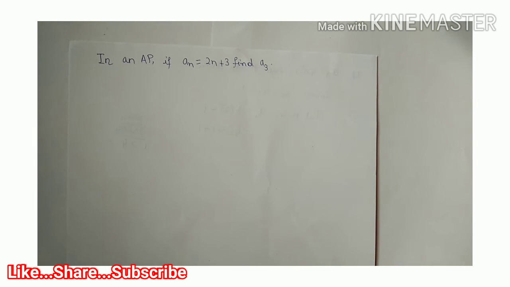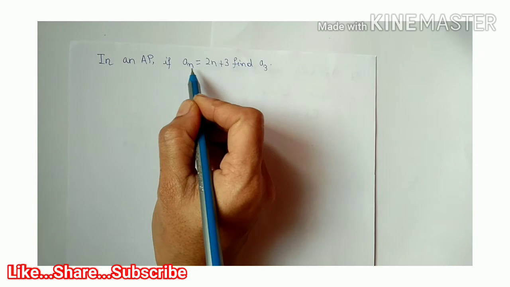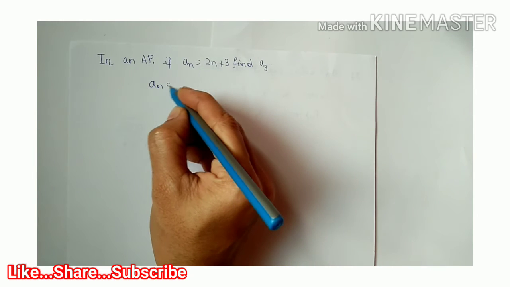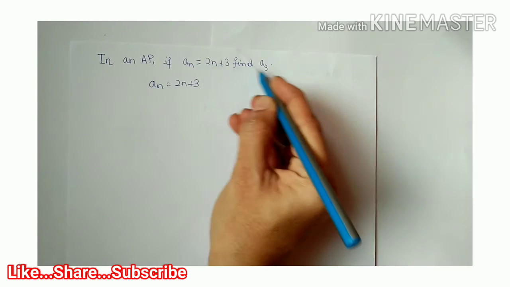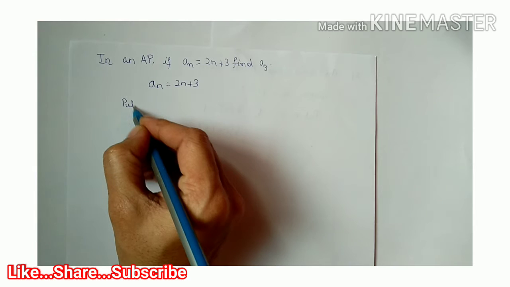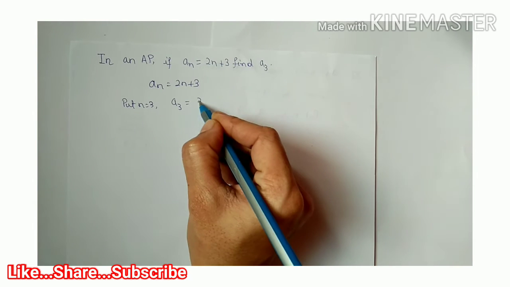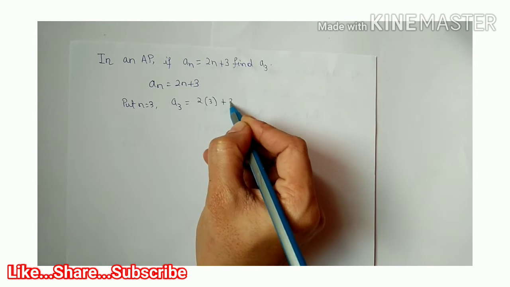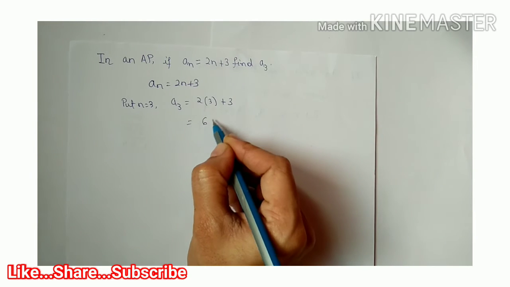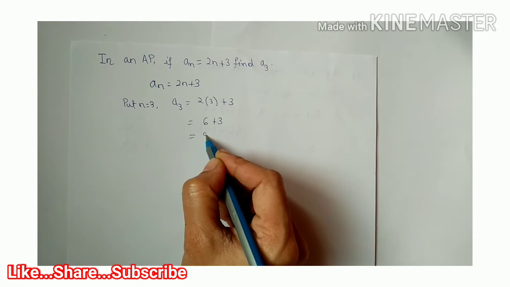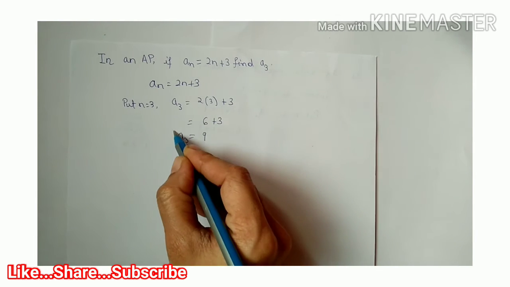In an AP, if an is equal to 2n plus 3, find a3. One mark question here. Given an is equal to 2n plus 3, find a3. Put n is equal to 3. a3 is equal to 2 into 3 plus 3. 2 3s are 6 plus 3, 9. a3 is 9.